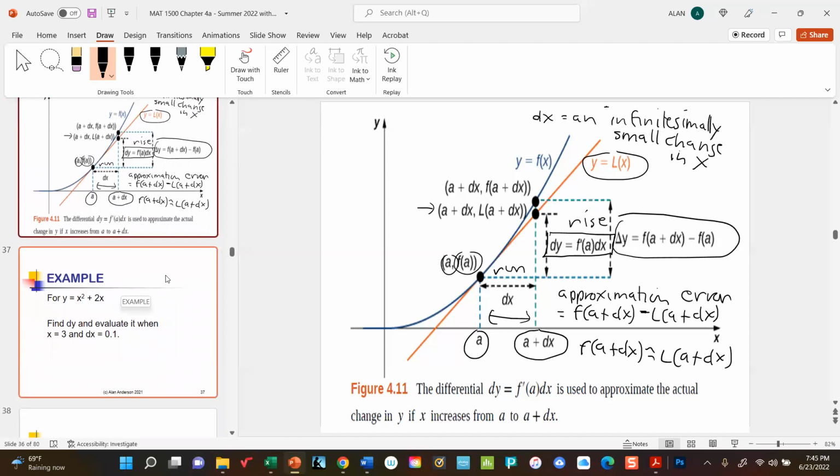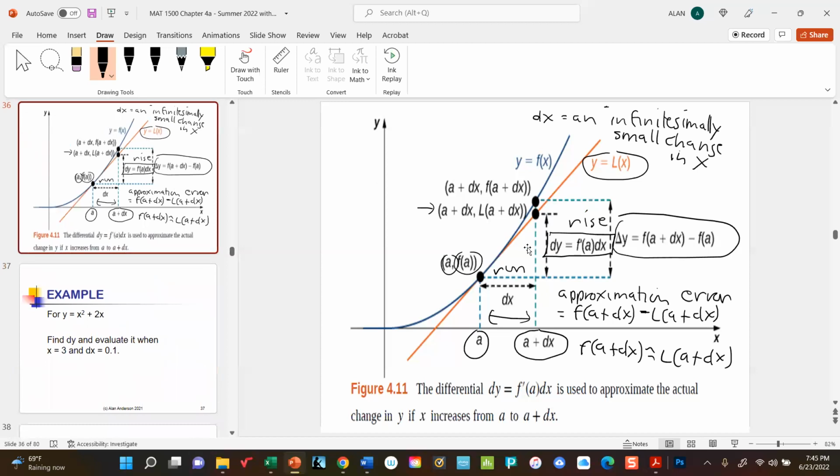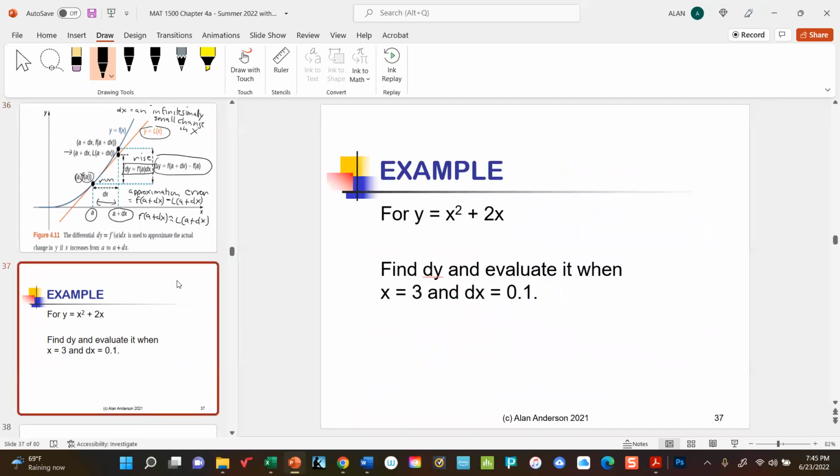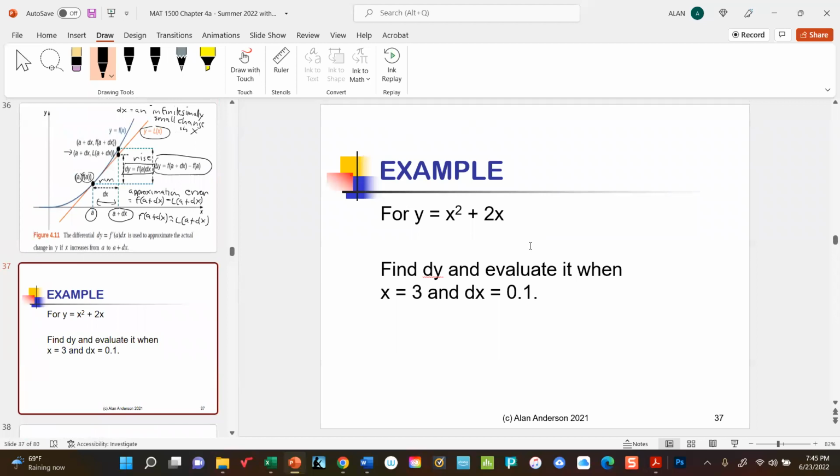So let's just look at one very quick example of this. Suppose we have the function y equals x squared plus 2x. We need to know dy, which remember is the change along the linearization function, and determine its value when x equals 3 and dx equals 0.1. So actually, let's take a look at Symbolab and see what this thing looks like.